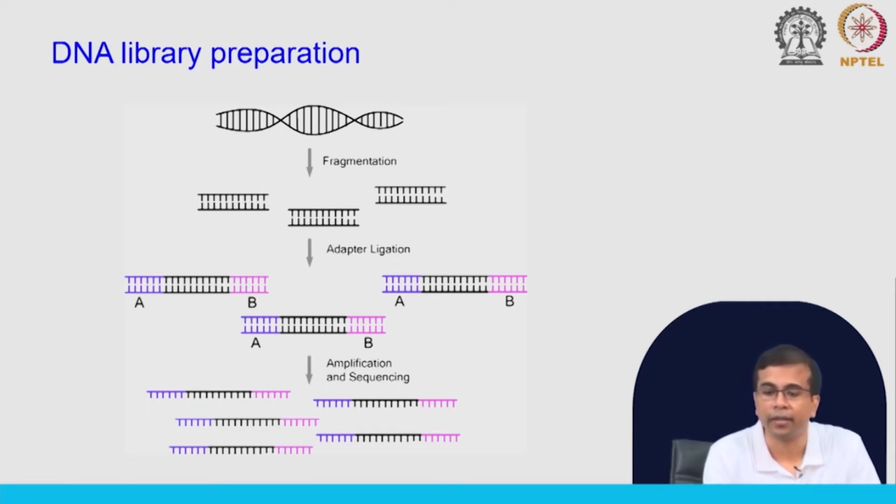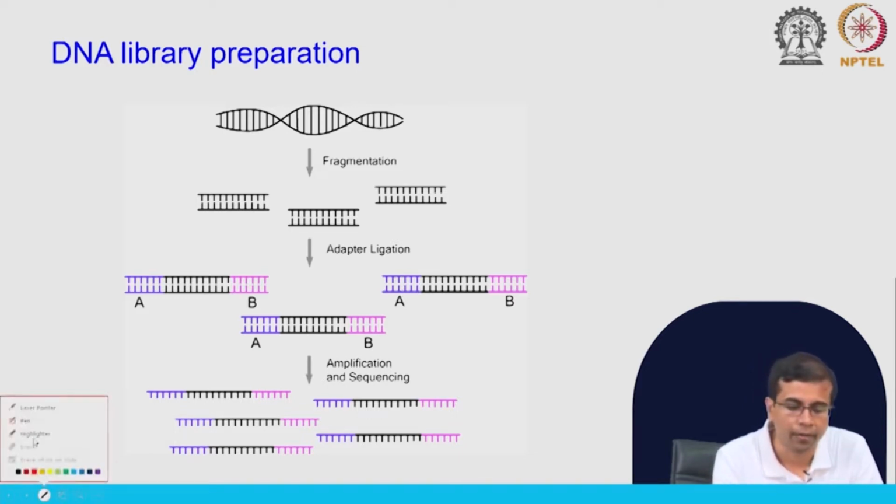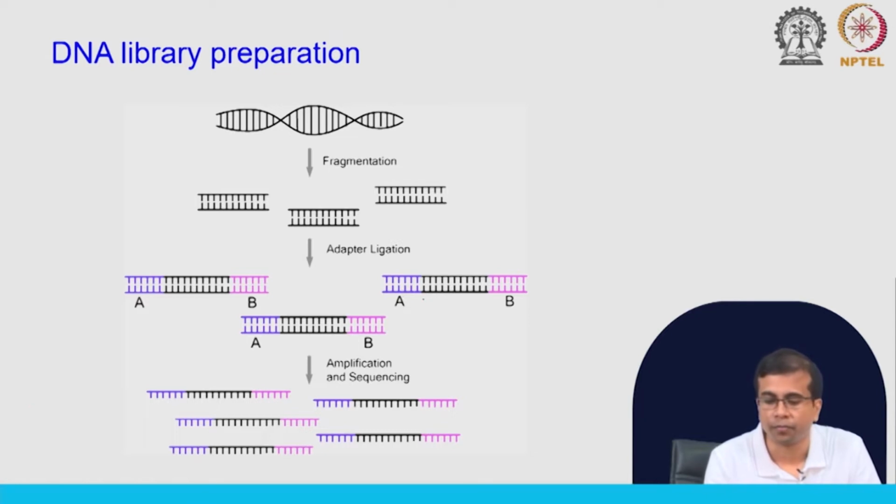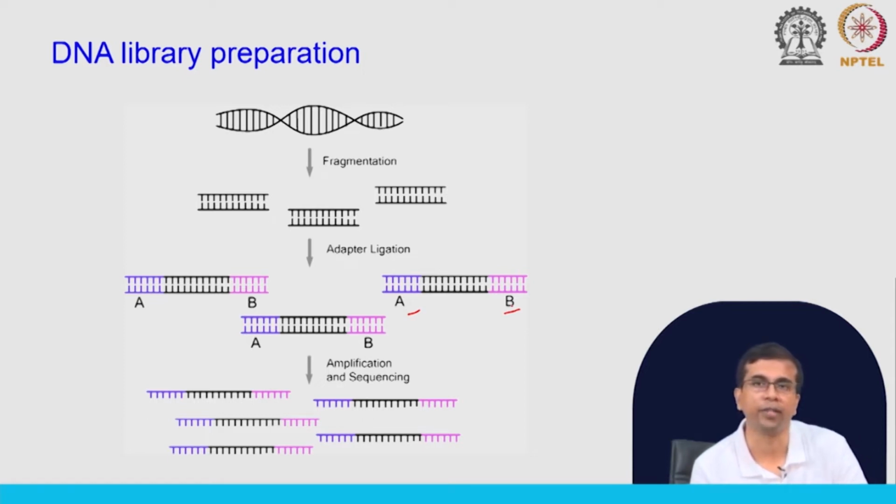Now, after you have fragmented this DNA, what you do is something called adapter ligation. These adapters are shown in 2 different colors here, and also by these letters A and B. These are usually 2 different adapters that are added to the 2 different ends, and there is a specific reason which we will probably realize when we talk about the methods of sequencing.